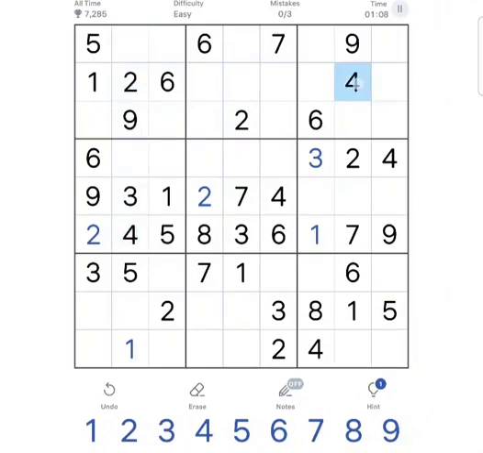4 cannot go here. 4, 4, 4, 4, 4. 4 cannot go here, here. 4, 4. Let's go with 5. No, 5. This 5. So it can go one of these two. 5 cannot go here, so it could go in one of these two. There's a 5, there's a 5. 5 cannot go here or here, so one of these two.